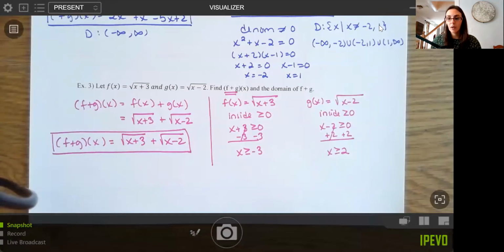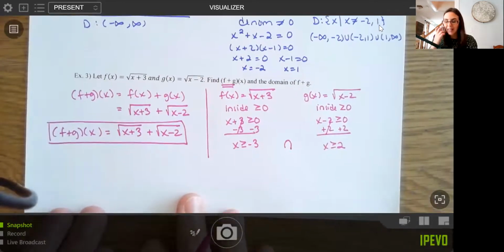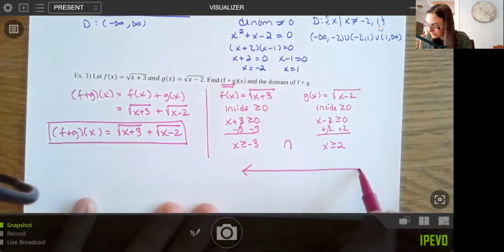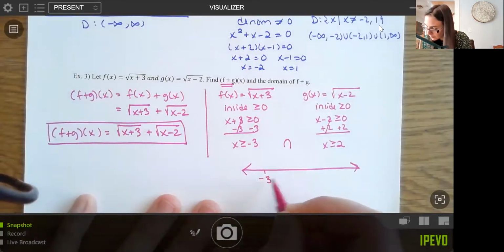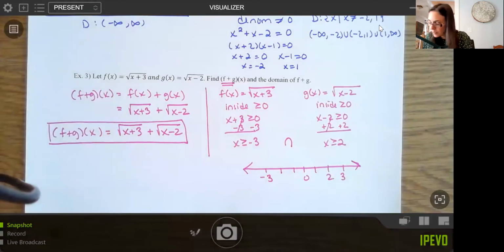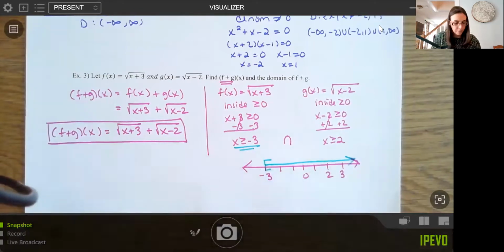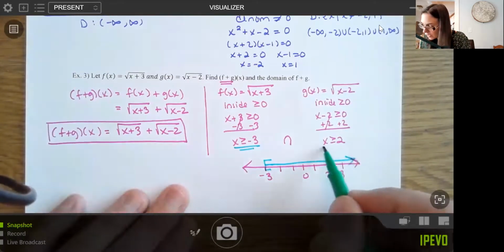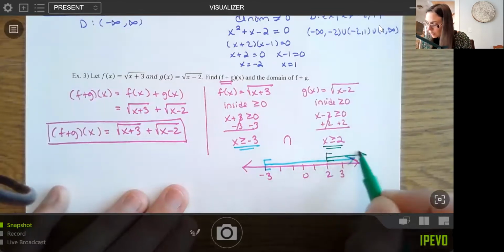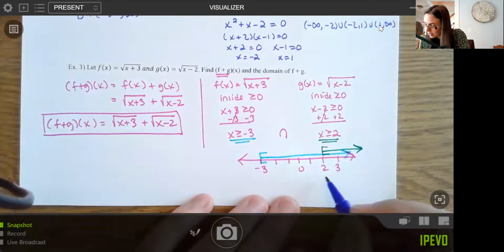Now, for a domain, though, it has to work in both functions. So you need to find the intersection of these two domains. So in this case, it helps to actually just draw a little graph here. Okay. So for this one, we're looking for x values that are greater than or equal to -3. And then for this one, we're looking for x values that are greater than or equal to 2. And I want the values that work for both functions. So I need the intersection. And the intersection is going to be this part right here.